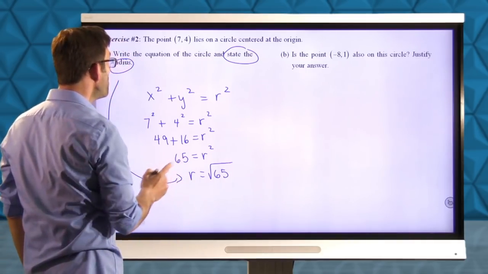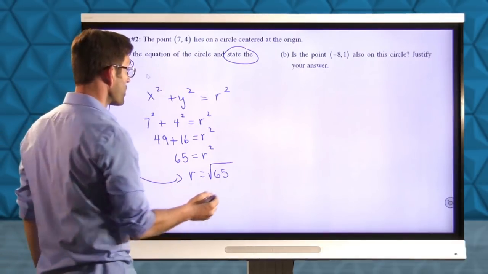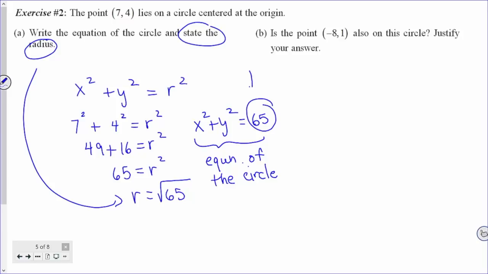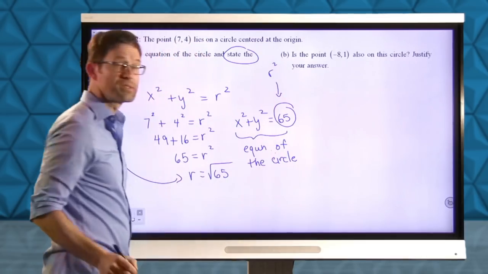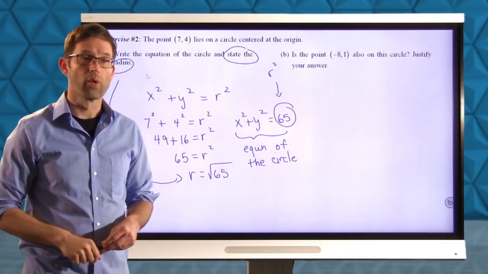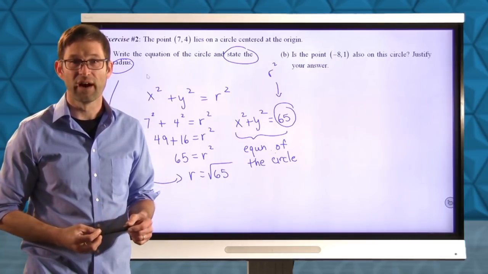There it is. But the final equation of this circle, which we also want, is x squared plus y squared equals 65. This is the equation of that circle. Now remember, it's not x squared plus y squared equals the square root of 65. This number is always the square of the radius, not the radius itself. And yeah, it would have been nice had it been 64, because then the radius would have been 8. But it wasn't. It was 65.